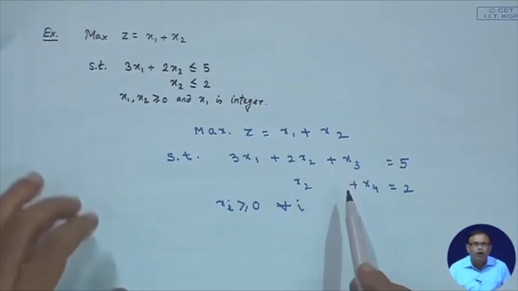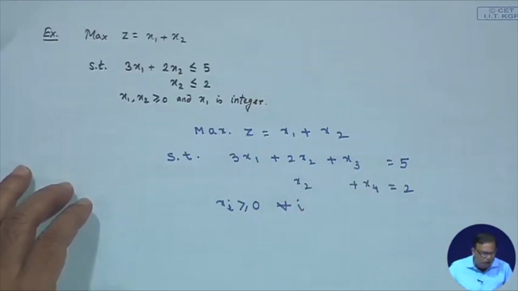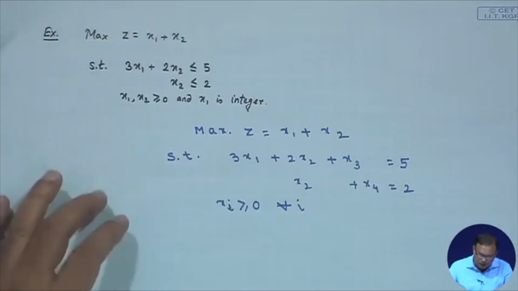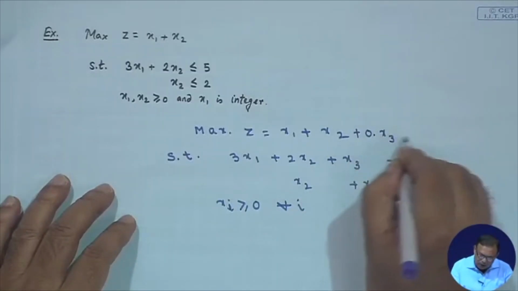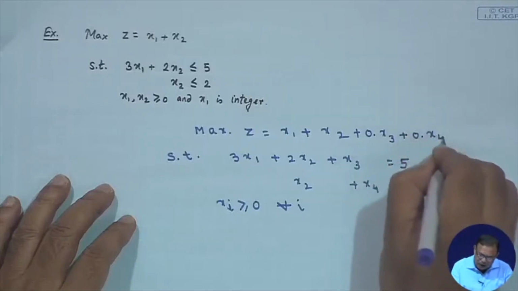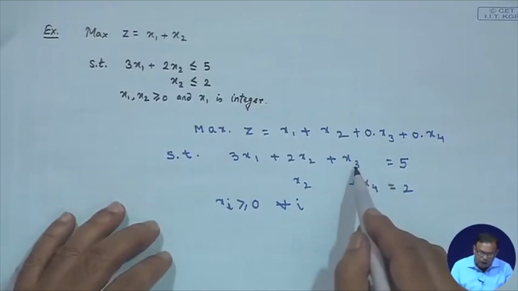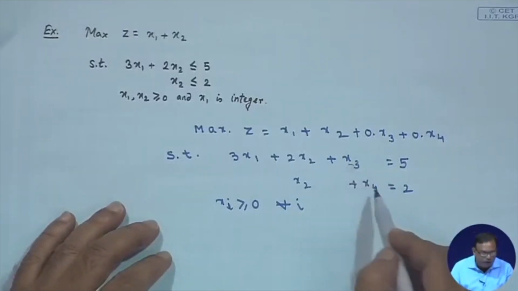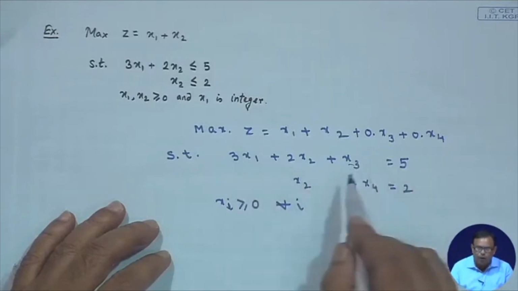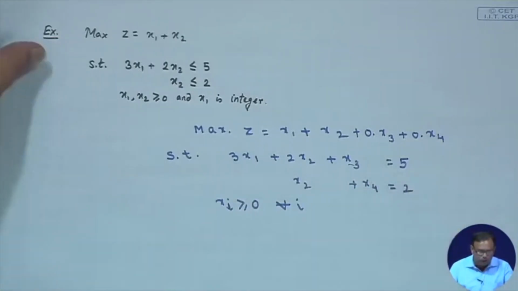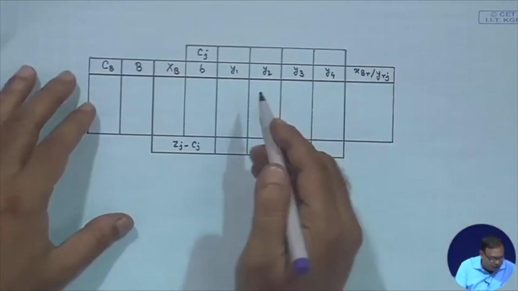At first I will formulate the initial simplex table from this. Obviously, the coefficients in the objective function for the slack variables x3 and x4 will be 0. In the basis, two variables will enter, that is x3 and x4, because if I make x1 and x2 as 0, x3 will be 5 and x4 will be 2.